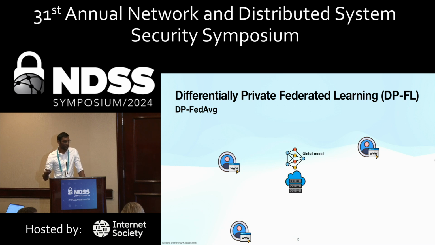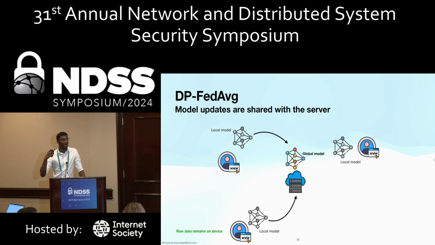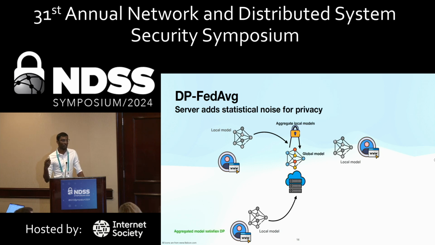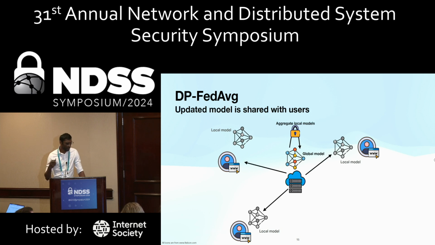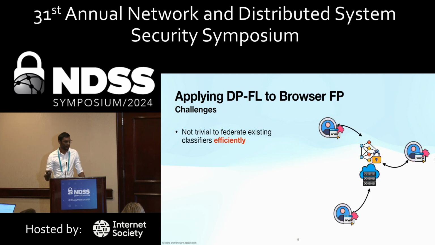In dpFedAverage, each user first builds a local data set and trains their own local model on that data set that they have. Next, the updates to the local model are then propagated to the server. The crucial thing to notice here is that the raw data remains on the device, and only the updates are sent to the server. The server then aggregates all of these local model updates, and in our case, we also add statistical noise to preserve DP. In the end, the updated model is then shared with all of the users, and this is repeated in rounds until the global model converges.